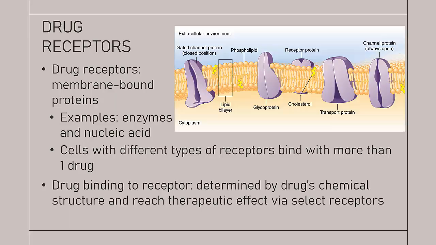A drug receptor is a specialized target macromolecule situated on the outside of a cell membrane, embedded on the cell surface or within the cell membrane, or located in the cellular cytoplasm. Some examples may include enzymes or nucleic acid. They may involve cells with different types of receptors binding with more than one drug. The drug may bind to the receptor, which is determined by the drug's chemical structure, and reaches a therapeutic effect via select receptors. The ability of a drug to bind to a receptor is determined by the chemical structure of the drug. The drug-receptor interaction is the key to the ability of the drug to facilitate its physiological effect.